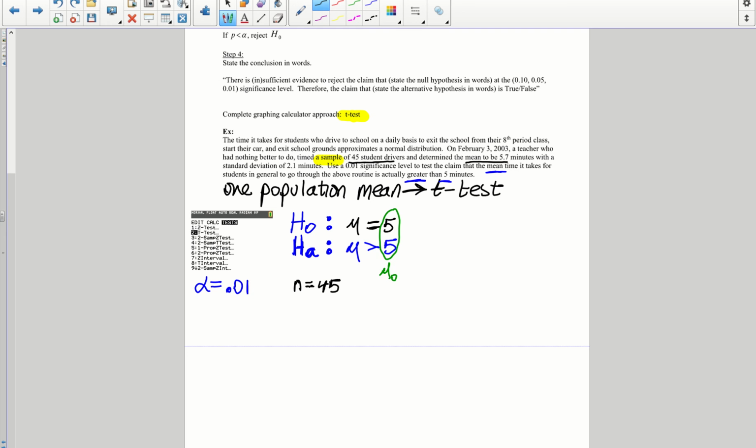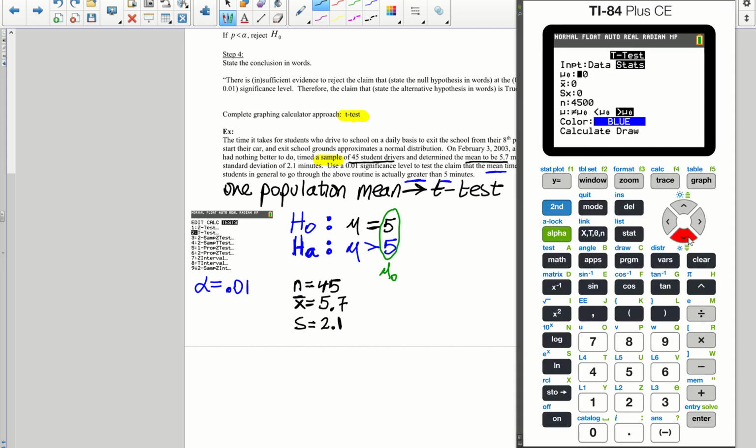So a sample of 45 drivers. The mean for that sample, defined as a sample mean, was 5.7. The standard deviation for that sample, S, is defined as 2.1. So everything we need is given in this word problem. In my menu, I'm just going to type this stuff in. I'm going to put in a 5 for mu sub 0, a 5.7, a 2.1, and a 45.